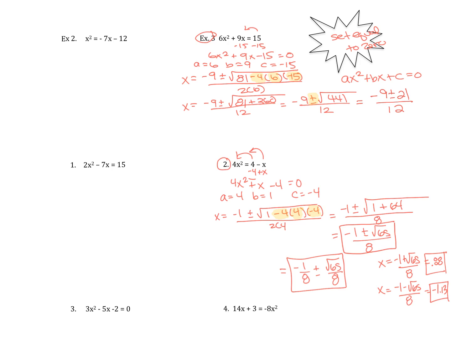So that gives me two different answers. I have negative 9 plus 21 over 12. This is 12 over 12, or 1. And I have negative 9 minus 21 over 12. This is negative 30 over 12, and it's equal to negative 2.5. These are my two answers for that problem.